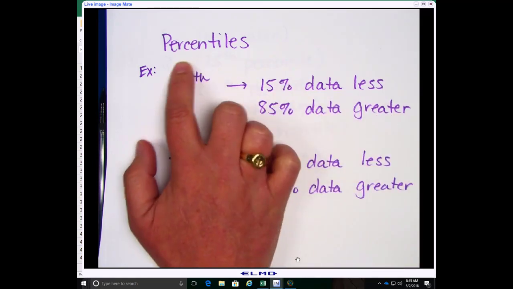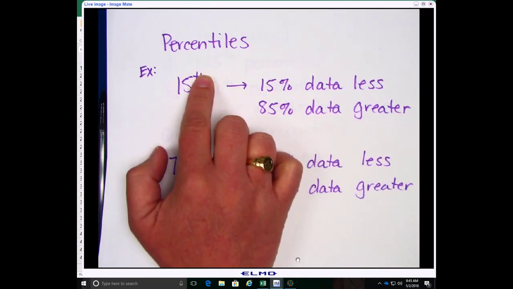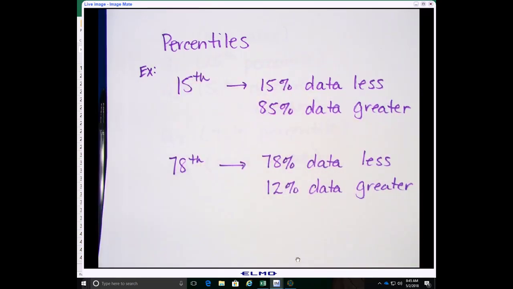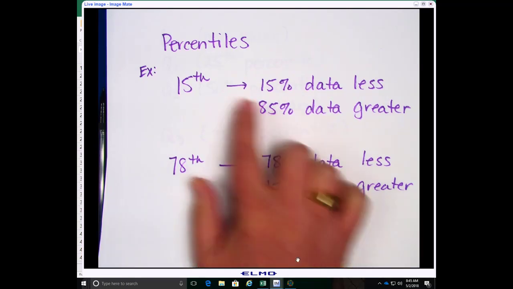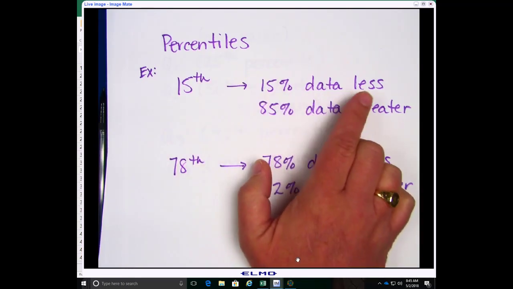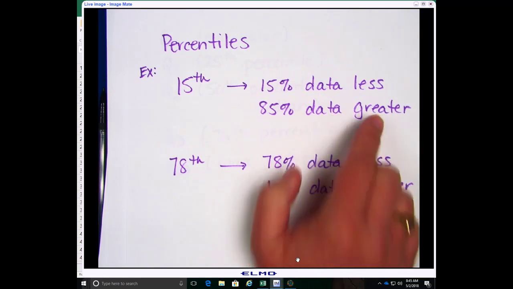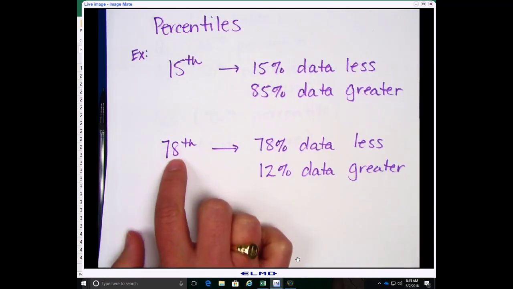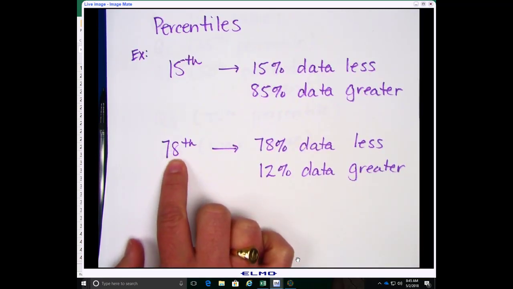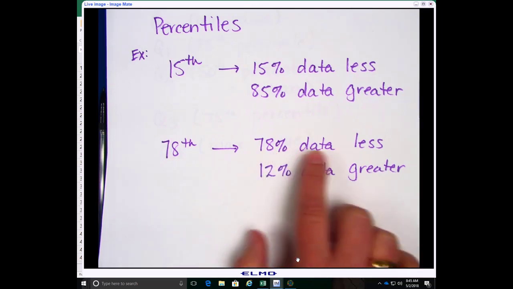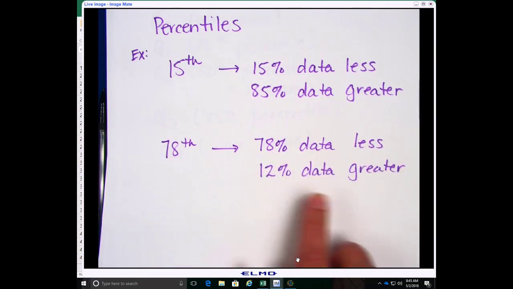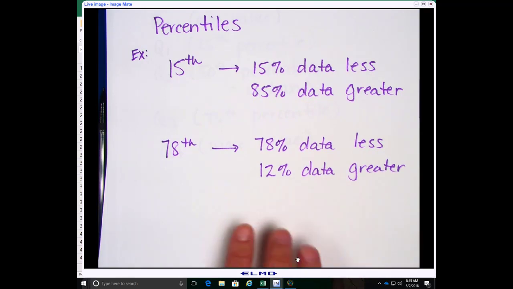So when I calculate a percentile, it returns a value that should fit into my data set, and 15% of that data will be less, 85% will be greater. Or, for example, if I was looking for the 78th percentile, 78% of the data is less, 22% of the data would be greater. Right?